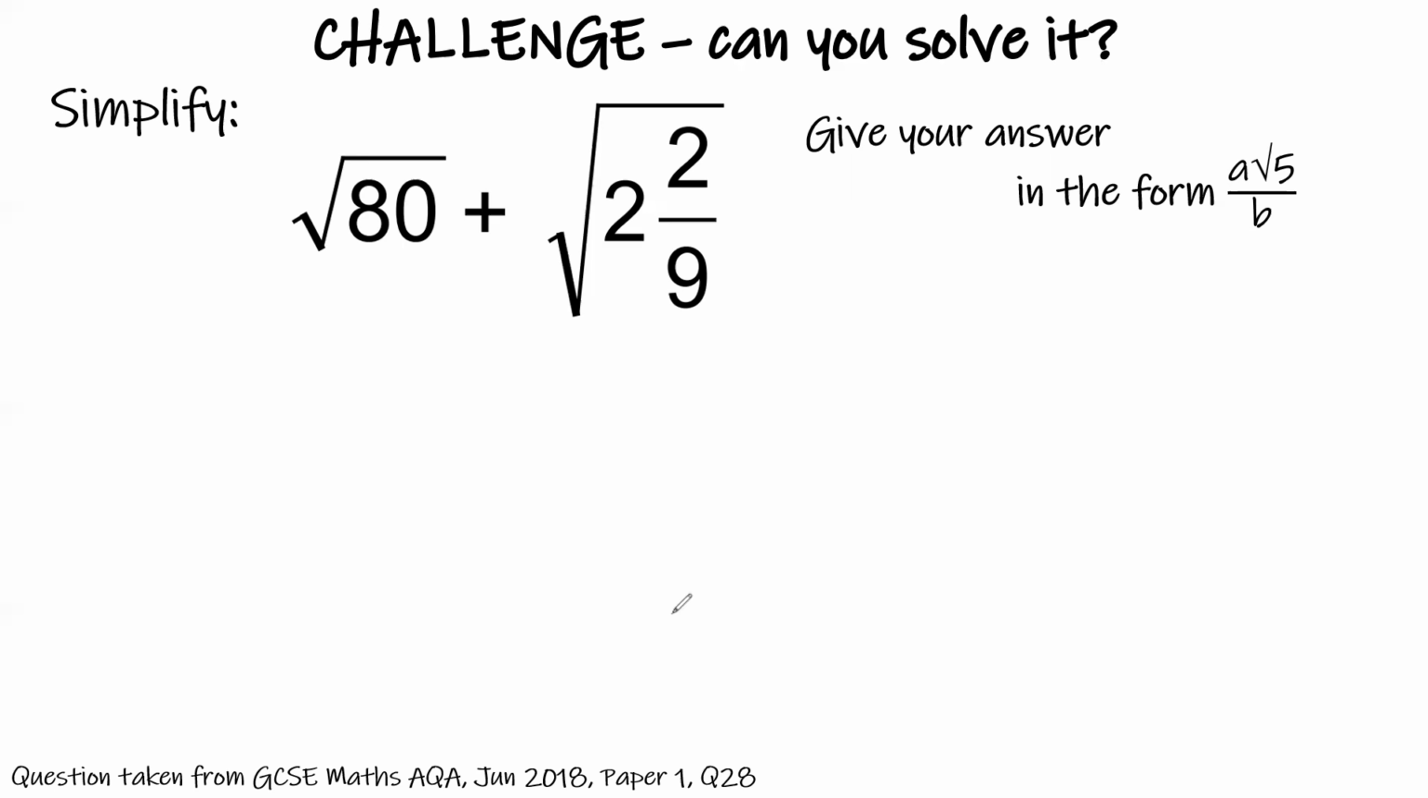Okay, so let's get started with this one then. Right, we have got two different bits. What I'm going to do is just split them up because I can't deal with root 80 and root 2 and 2/9 at the same time. That's too much for me. Let's separate it out. So we'll start by dealing with root of 80.